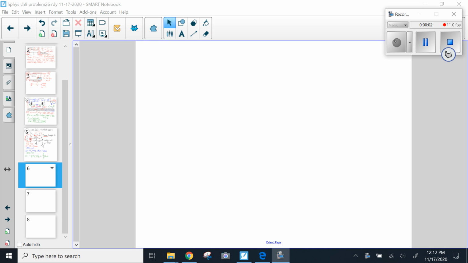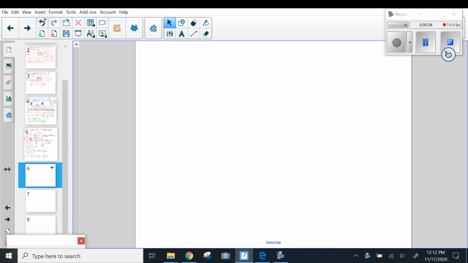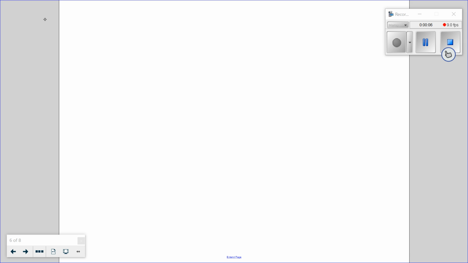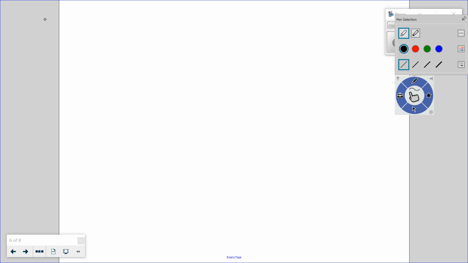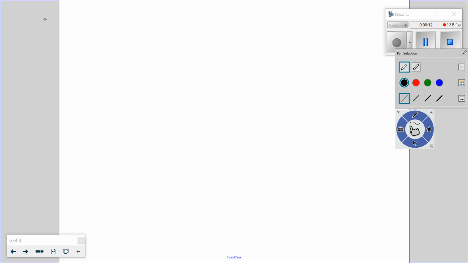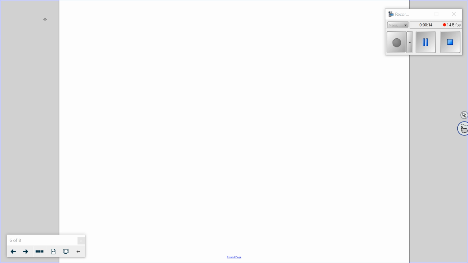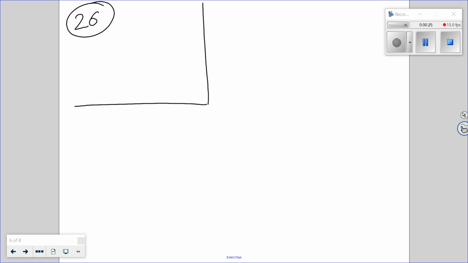Okay, so we're talking about honors homework problem 26. A uniform ladder of mass m and length L leans at an angle against a frictionless wall. So on the wall, friction is 0.